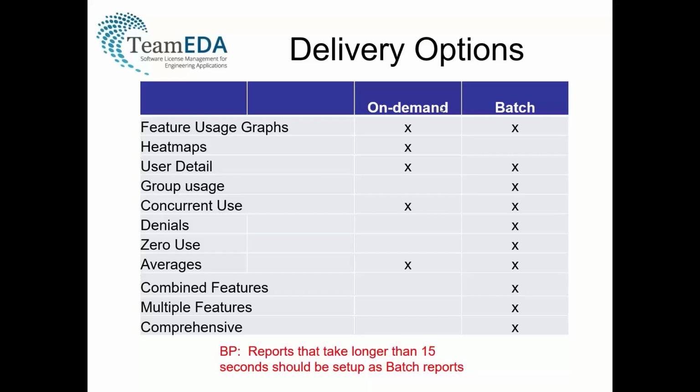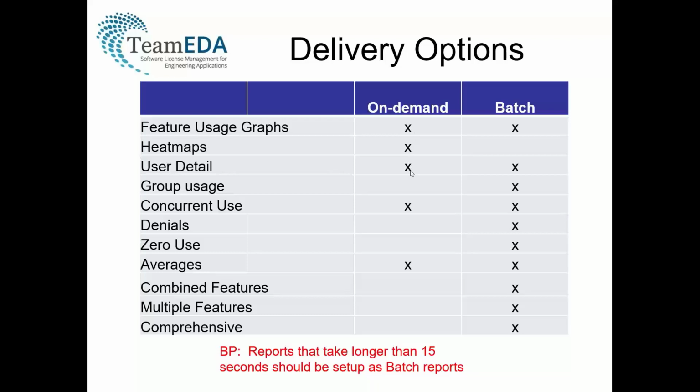Interactive, you can go in through 8181 or 8182 and kind of browse around until you find the report that you want. But most often you're going to set up some of these reports as on-demand reports, such as feature usage graphs by, say, a week or a month. That could be an on-demand report.